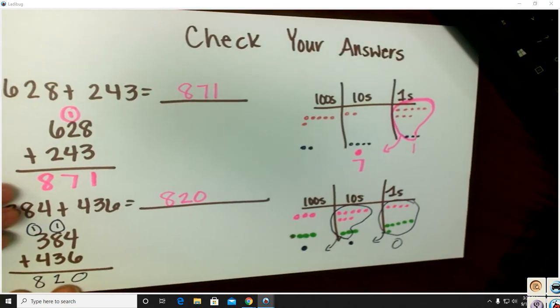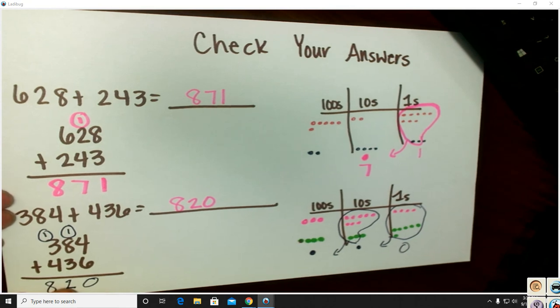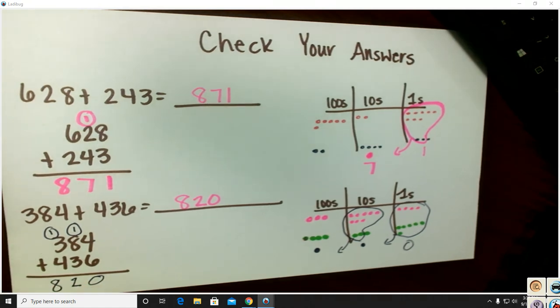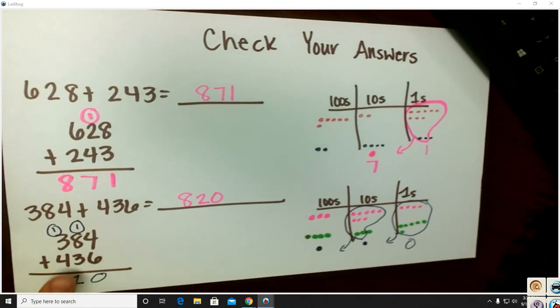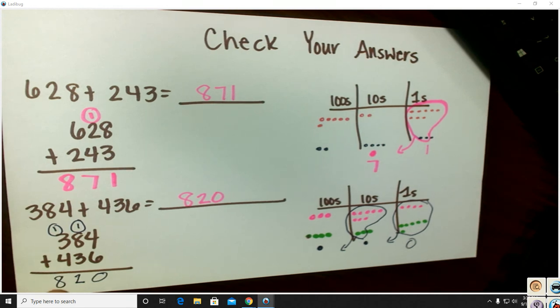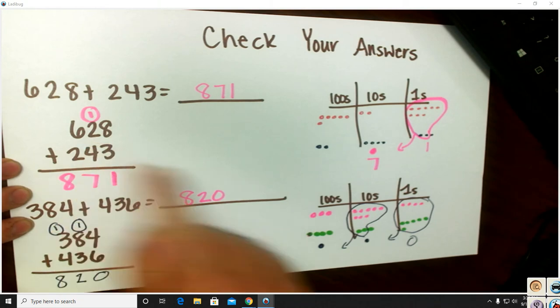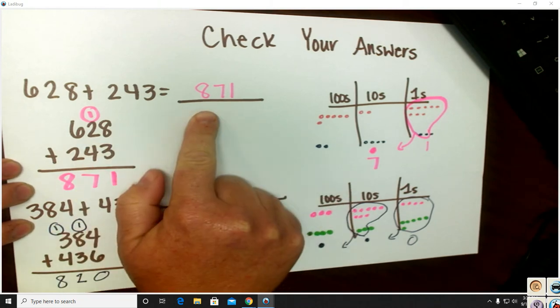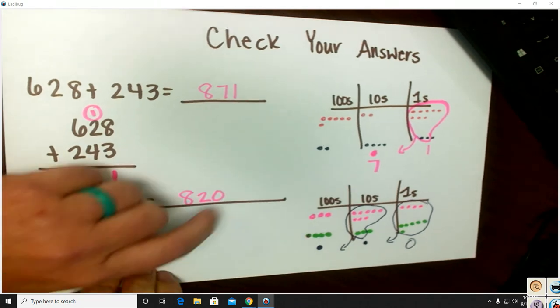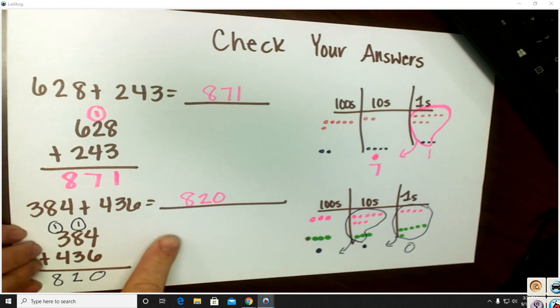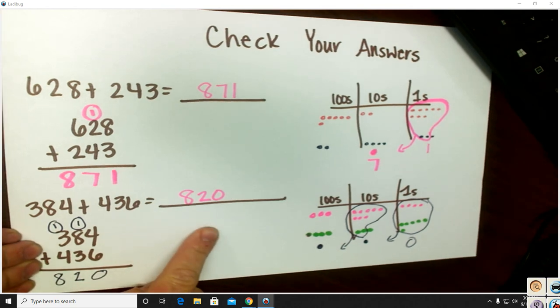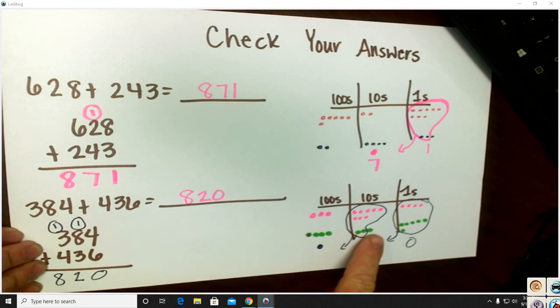All right, so now we are ready to check our answers. So what I'm going to do is I just went on and modeled it for you with the correct answers. So the first one you should have got 871, and the second one you should have got 820. Okay, because there are 2 left over in the tens.